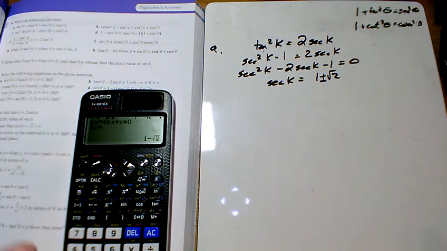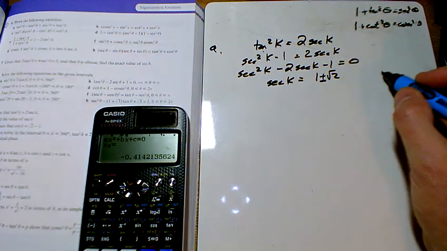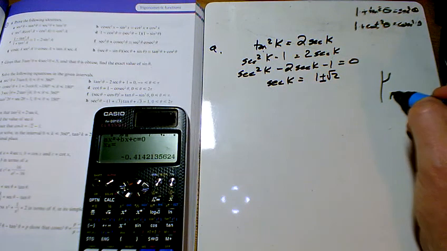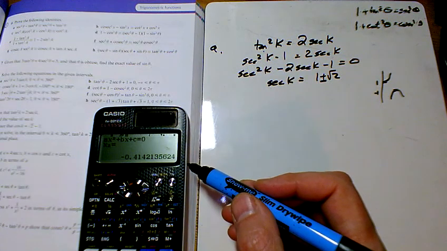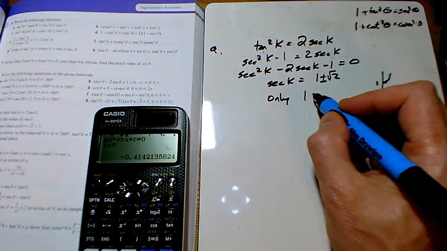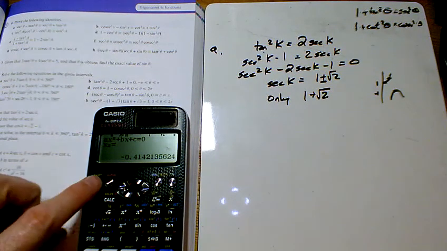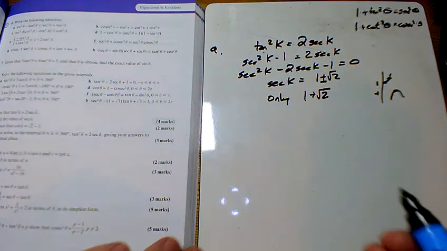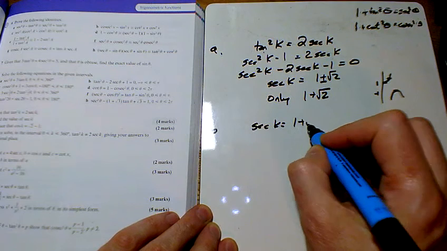And I just want to show you what 1 minus root 2 is as a decimal. 1 minus root 2 is minus 0.41. And of course, when you do a sec graph looking like this, the highest and lowest values that we got were 1 and minus 1. So this value here of minus 0.414 is not a valid answer. So only 1 plus root 2 is the only value you can have.